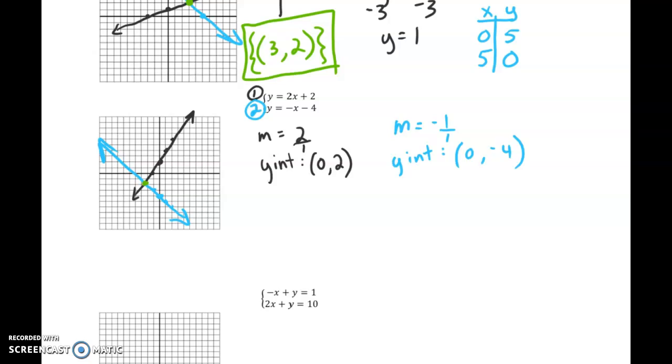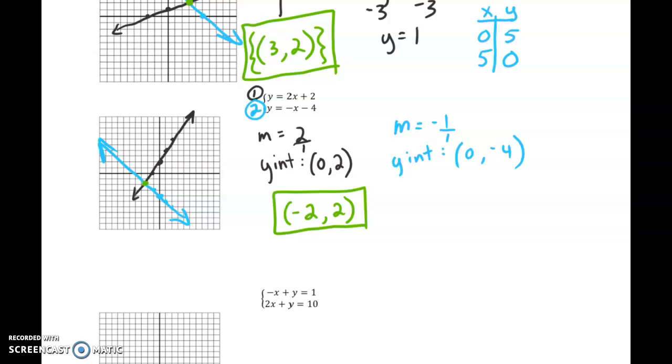It looks like it's about -2, -2. So I'm going to say it's that. I won't put it in the set notation this time. I don't think your book's going to do that. I think they're just going to write the ordered pair. Now, you could plug those in, see if they work.